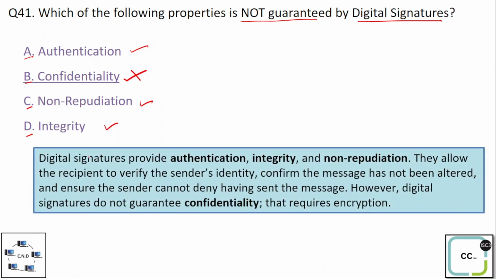What is a digital signature? Digital signatures provide authentication, integrity, and non-repudiation. They allow the recipient to verify the sender's identity, confirm the message has not been altered, and ensure the sender cannot deny having sent the message. However, digital signatures do not guarantee confidentiality, which requires encryption.